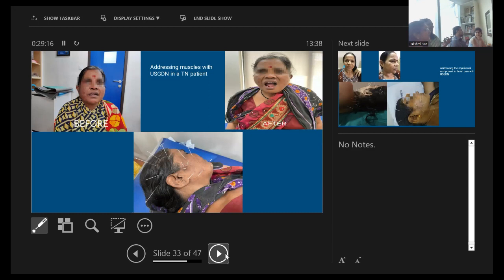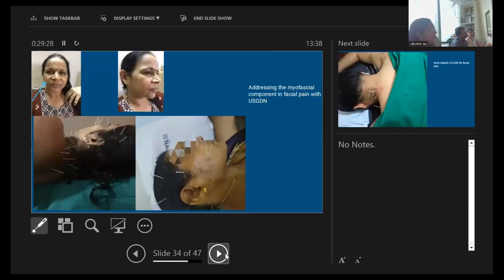So this is again the trigeminal neuralgia patient. You can see the restricted mouth opening before and after the first session of dry needling. There is improvement in the mouth opening.